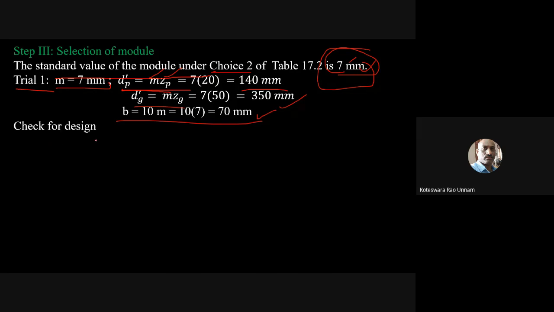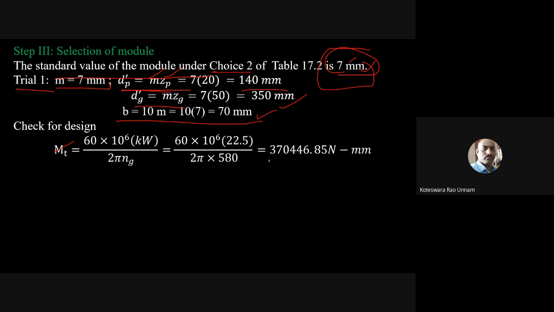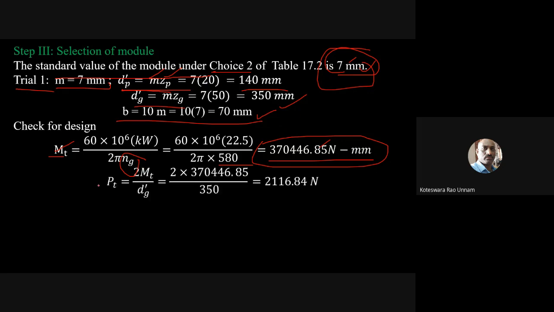Then we can check for the design. For that, first we will compute the torque to be transmitted. The formula for that is 60 into 10 power 6 kilowatt divided by 2 pi N. Here you can use NG or NP. Generally, because we are designing based on the gear, you take the gear values here. So it is 580, NG is 580. Substituting that, you get the torque. Then from this torque, you can calculate PT. PT is nothing but 2 MT by D. Here the thing is, if you take NG, here you have to take DG. That is the point you need to remember.